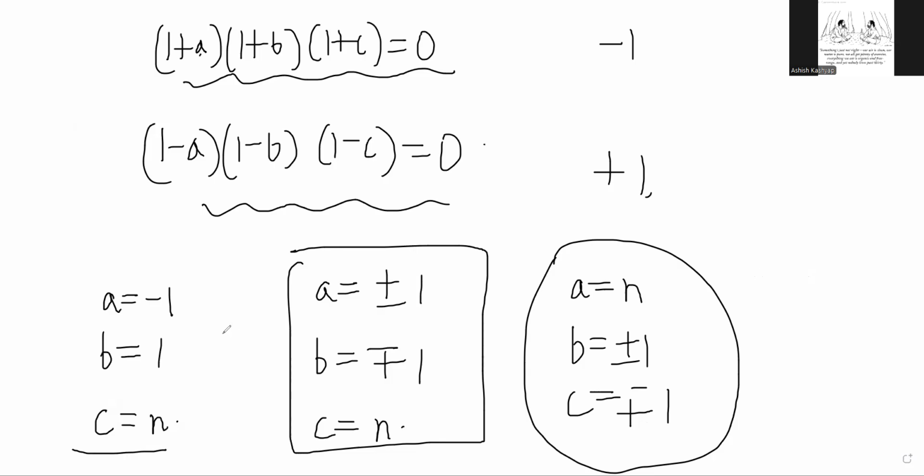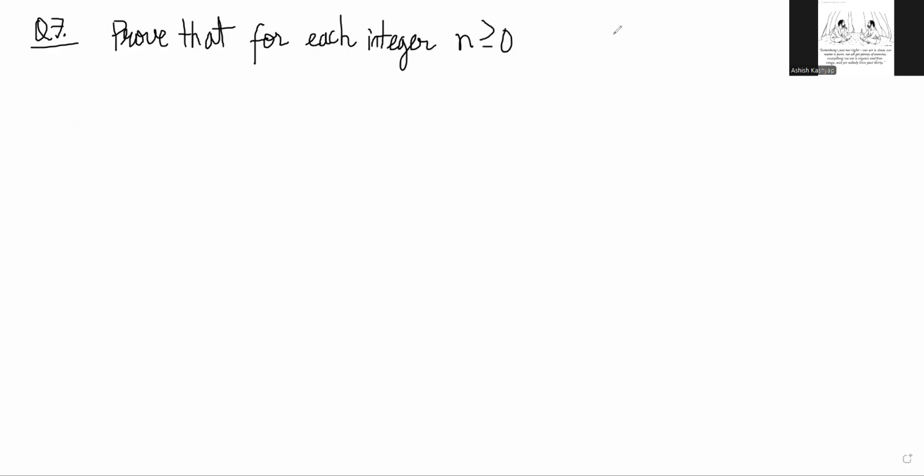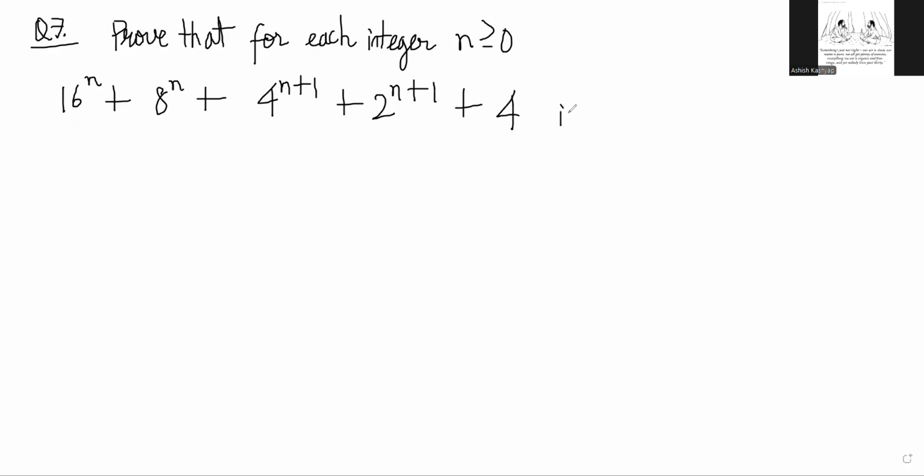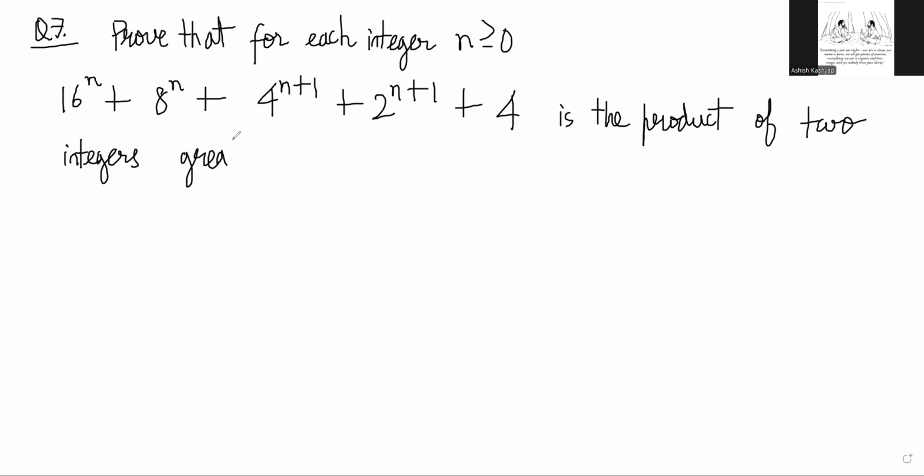Now, question number 7, let's look at that one. Prove that for each integer n greater than or equal to 0, 16 power n plus 8 power n plus 4 power n plus 1 plus 2 power n plus 1 plus 4 is the product of two integers greater than 4 power n.